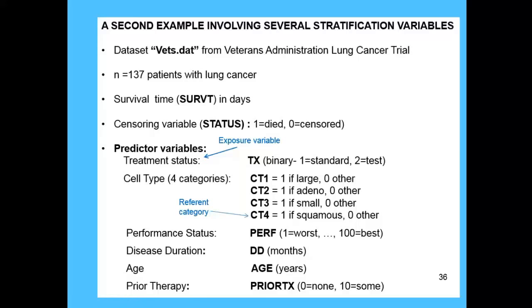The other variables being controlled for are in a list here, and one of them is cell type, the type of cancer that they have. There are 4 types: large, adeno, small, and squamous. Not sure how to pronounce that. So there are 4 categories. If you were going to put this variable in the model as a predictive variable, and there are 4 categories, what would you do?